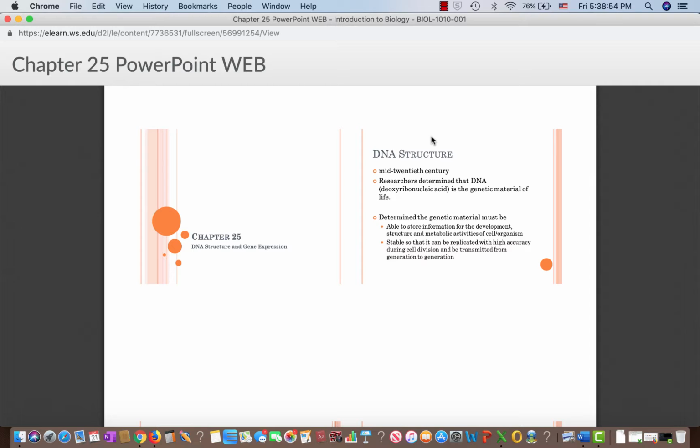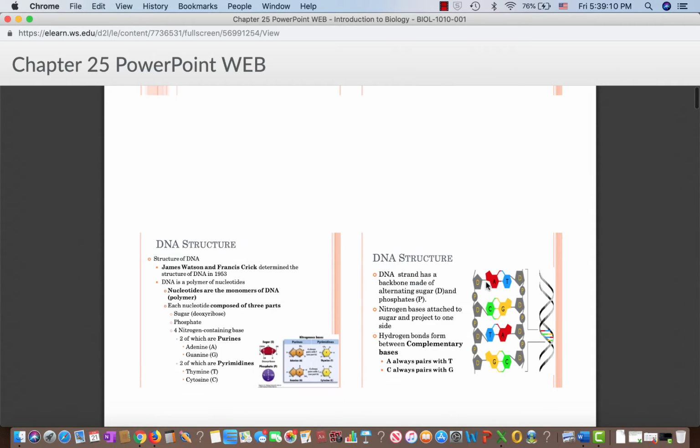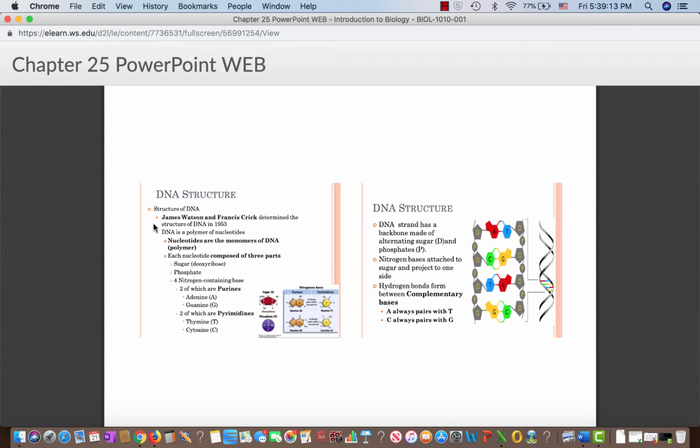But anyway, in order to be genetic material, you have to be able to store information. It has to be stable, and you have to be able to replicate it with high accuracy. James Watson and Francis Crick determined the structure of DNA in 1953. They did not discover it, as previously stated. DNA is a polymer of nucleotides, and nucleotides are the monomer of DNA. Makes sense, right? So each nucleotide is composed of three parts.